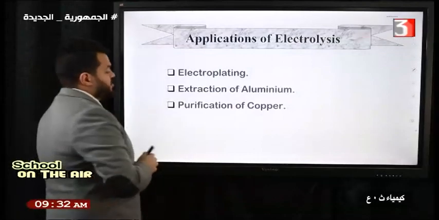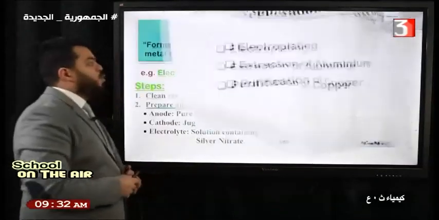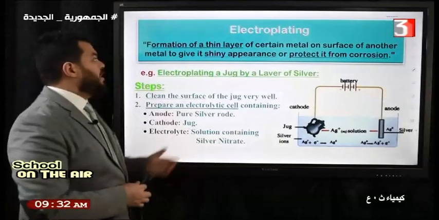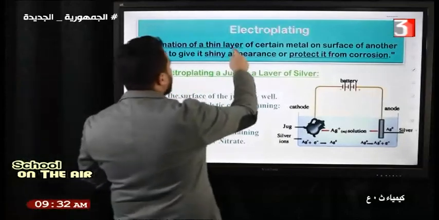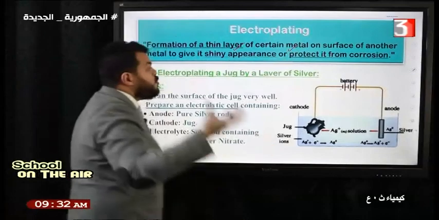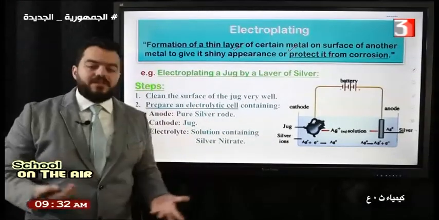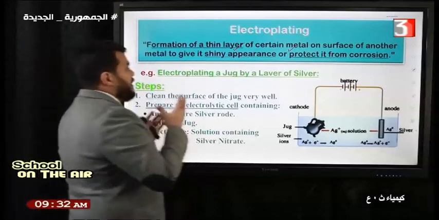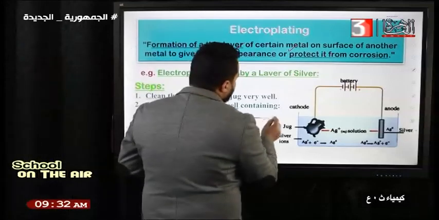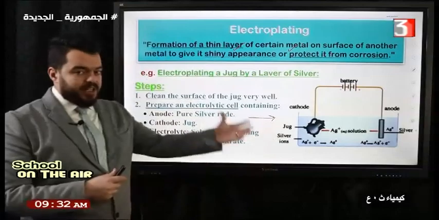We have three applications. The first is electroplating. What is electroplating? Electroplating is the formation of a thin layer of a certain metal on the surface of another metal to protect it and to give it a shiny appearance. Okay. When you are doing electroplating, you have to set up the apparatus as shown in the figure.